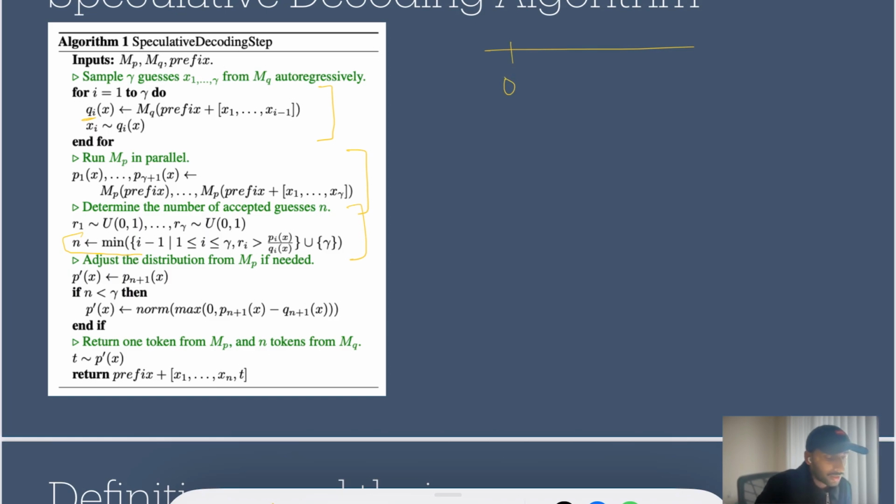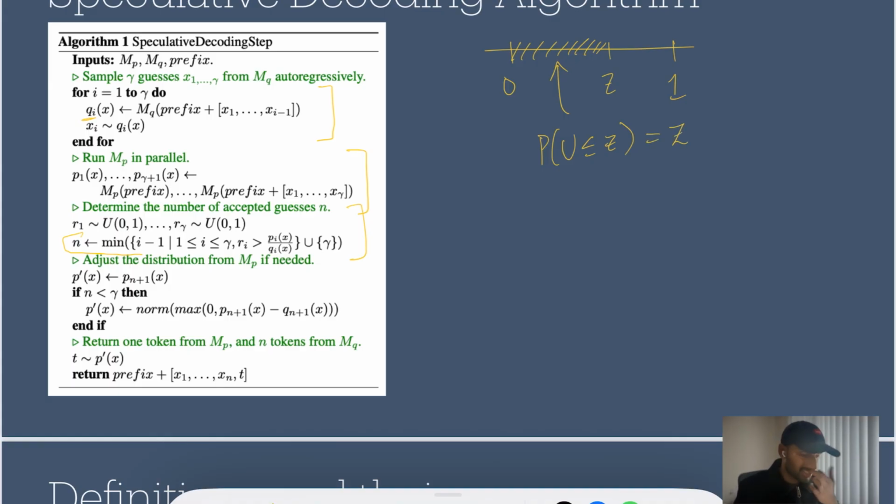If we think of a uniform random variable and we define a value z that lies in between it, the probability that when you sample a value, it lies in this region, so p of u less than or equal to z, is actually equal to z itself. This is the CDF of the uniform distribution. This basically implies p that u greater than z is actually equal to 1 minus z, right?